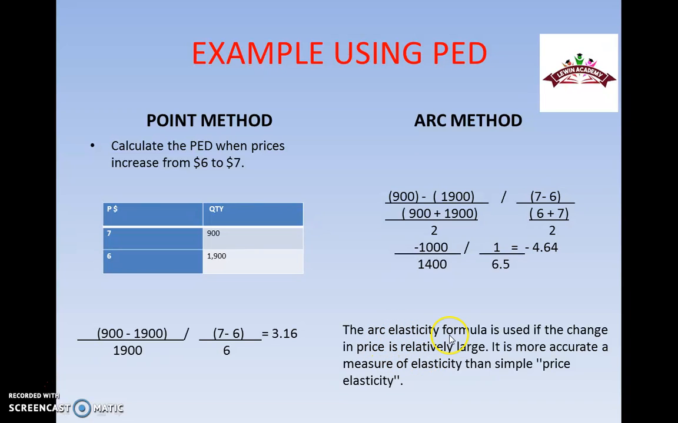So the ARC elasticity formula is used if the change in price is relatively large. It is more accurate at measuring elasticity than simple price elasticity, right?